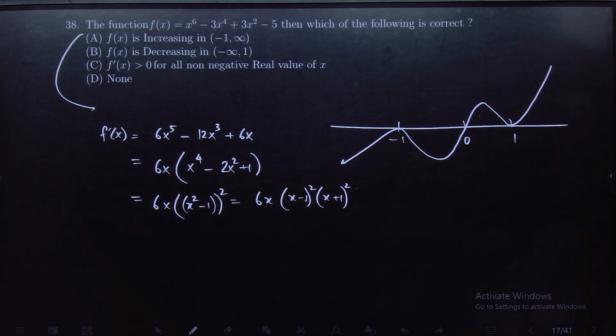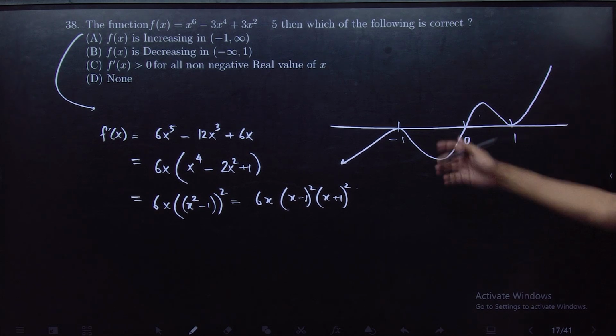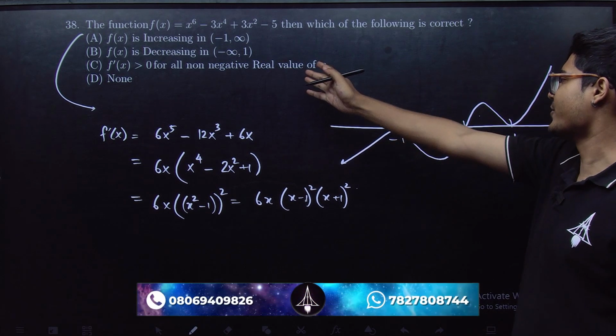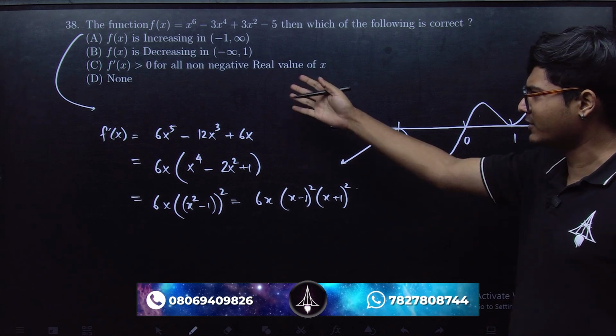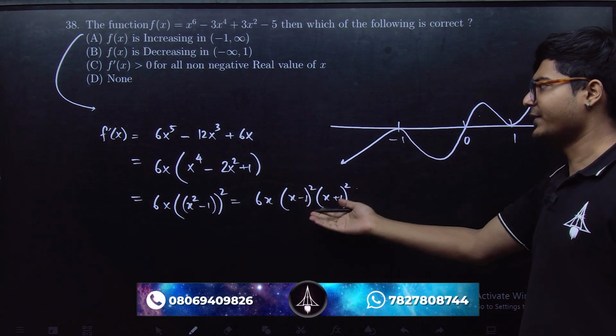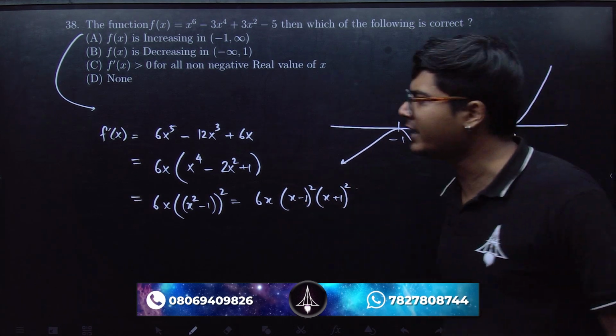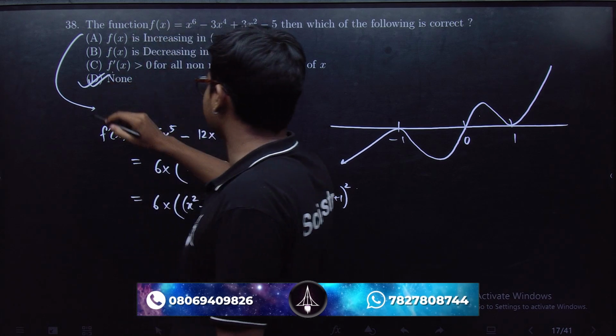f'(x) is strictly greater than 0 for all non-negative values of x. Is this true? For non-negative values of x, is it strictly positive? No, right? Because in this interval and this interval, it's going to be negative. This is f' that we are talking about, which means none of these options are correct. Hence, the right answer is D.